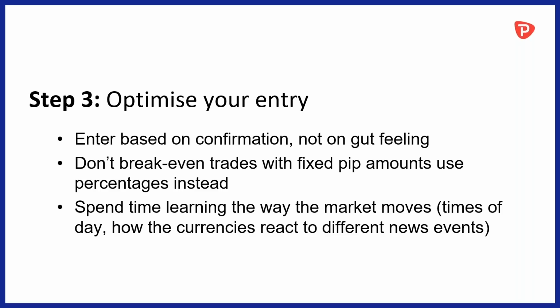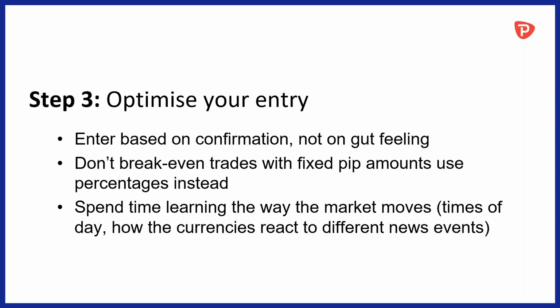So step 3, I'll answer your question in a minute, Hussein, but step 3 is optimize your entry. You want to enter based on confirmation, not on gut feeling. Talk about it all the time. Have a business plan for your trading systems. Don't break even trades with fixed pip amounts. Use percentages. I always go on and on about this because it's just a common mistake I see. Make sure you use percentages in your trades.